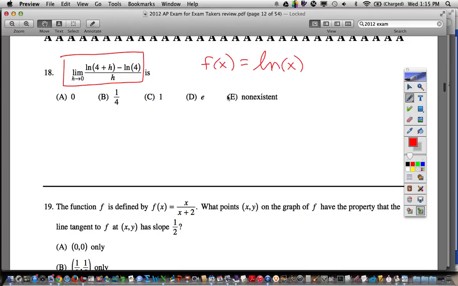ln of x. Because the 4 plus h must be in here where the x was. And so, since this means derivative, this limit means a derivative at what? 4. So what they're wanting is f prime of 4. So when people see this, they think it's a limit problem.